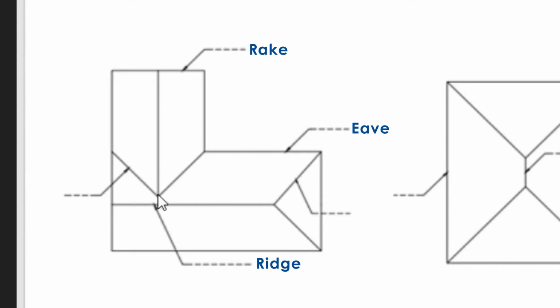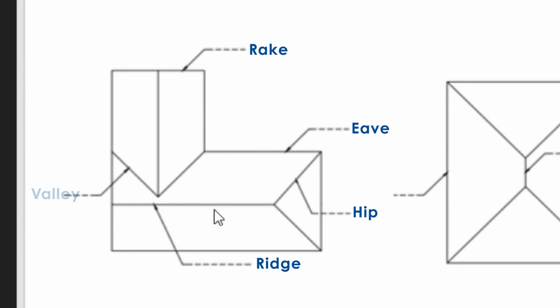Another way to identify it is that an eave runs parallel to the wall of the home. A rake you can identify by following this ridge all the way up, and it runs into the edge perpendicular, whereas in the case of an eave, the ridge runs parallel to the eave.